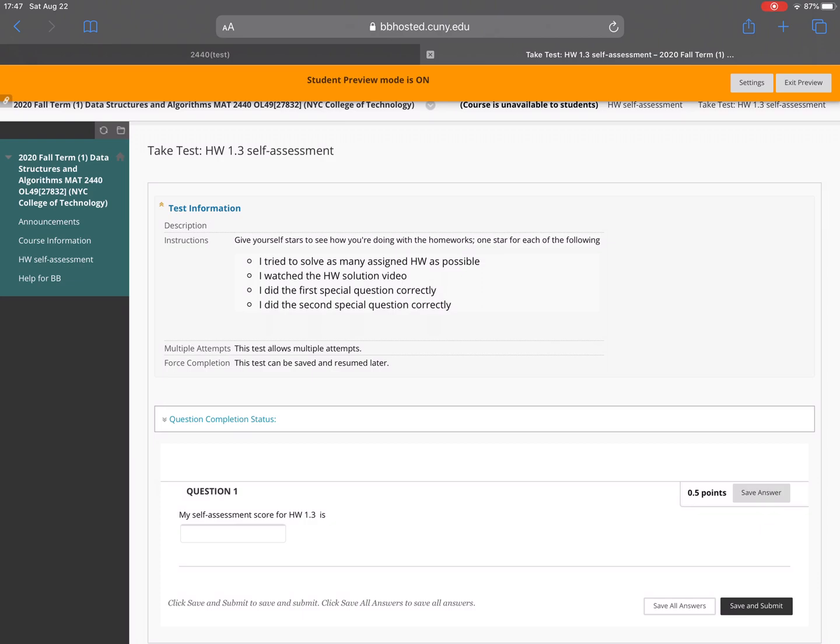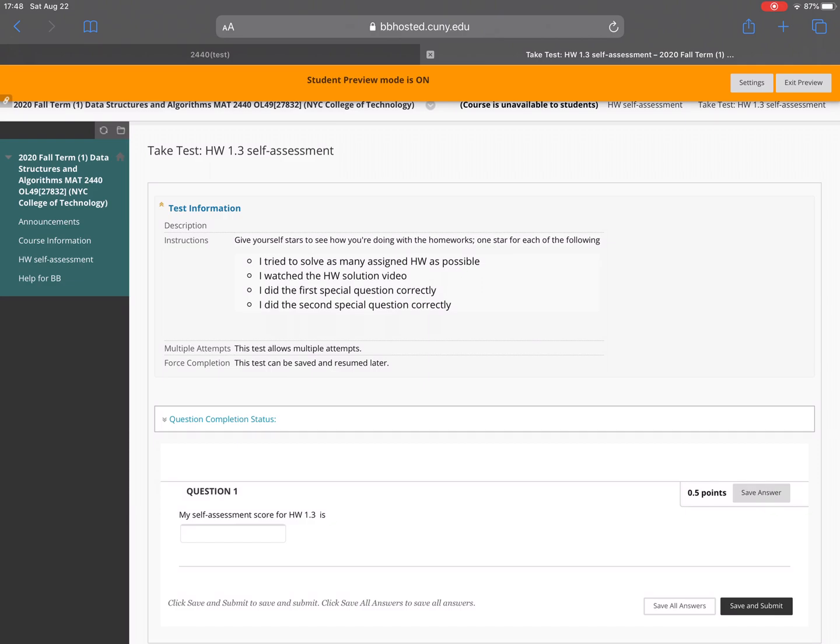So let's say I did the homeworks from 1.3, but I had problems with the last 2. What should I do? Well, it says as many. Remember, homeworks is where you're trying to see what you understand and not understand. So if you cannot solve all of them, that's fine, as long as you tried. I tried to solve as many assigned homework as possible, so that deserves a star for me. I watched the homework solution video. Of course, I did that, I know that's where I can learn. I did the first special question correctly, so yes, I give myself a star for that.